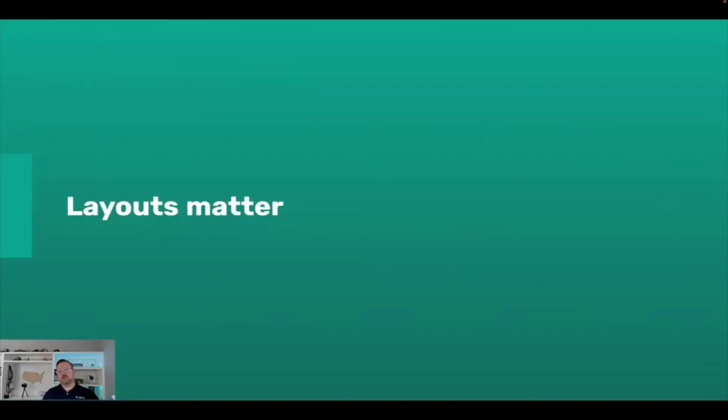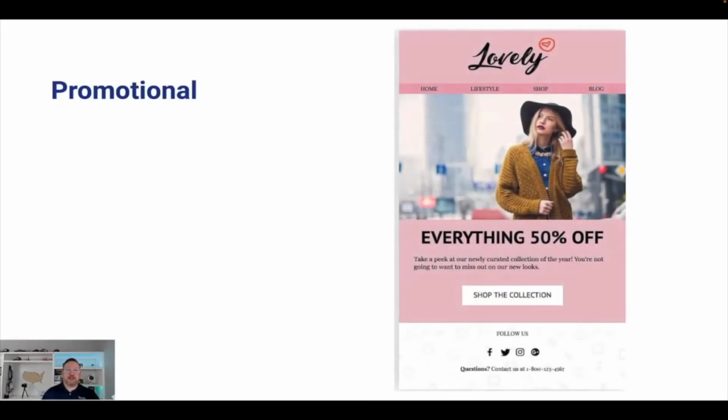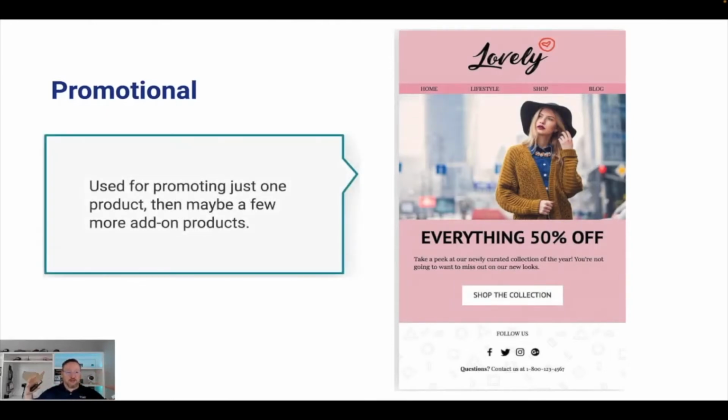Let's talk about layouts, because how you lay out your emails really does matter. We have a promotional email, and this would be an email that really just highlights a product or a service you have. Maybe you're launching a new product. You would use a big hero image to lay out that product or that service, and it allows the focus on that. And then you see the heading 50% off, and then the call to action button, shop the collection. This is a great example of a promotional layout for one product or service.